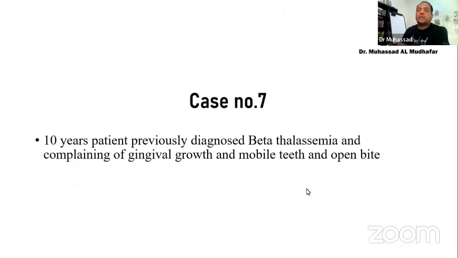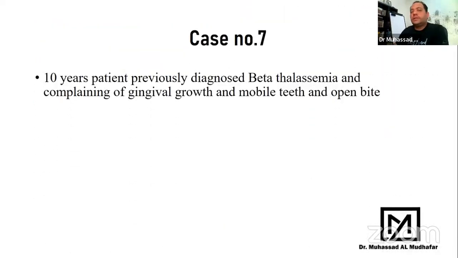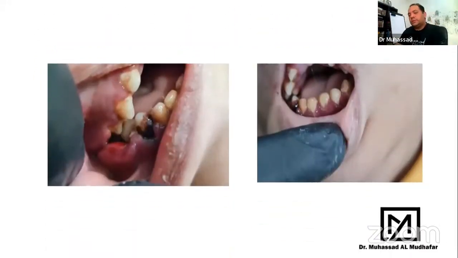Like this case number 7, a 10-year-old patient previously diagnosed with beta thalassemia, complaining of a huge gingival growth, mobile teeth and severe open bite. Like this 10-year-old patient: severe open bite and enlargement of the maxilla, lacrimation, nasal stiffness, mobile teeth, gingival growth.